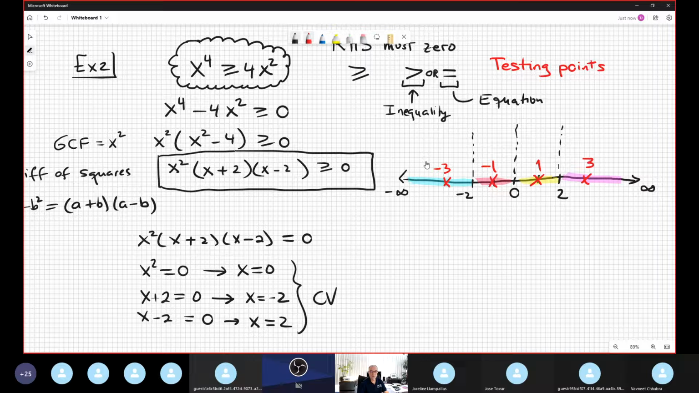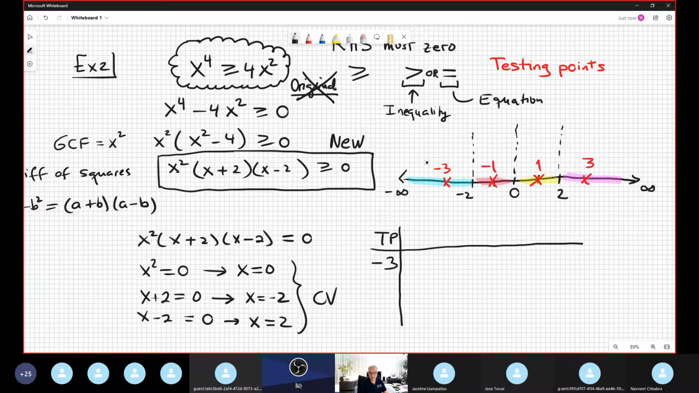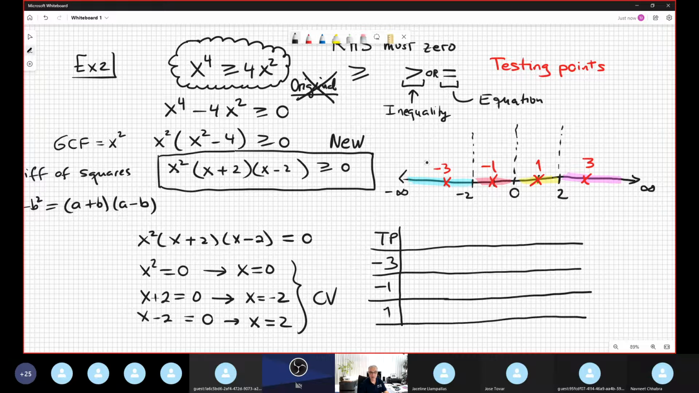Now create the table, the new one, not the original, the horrible original. Nobody uses that. You can do it step by step in the table, either way. TP, what does TP mean? Testing point: negative 3, negative 1, positive 1, and positive 3.